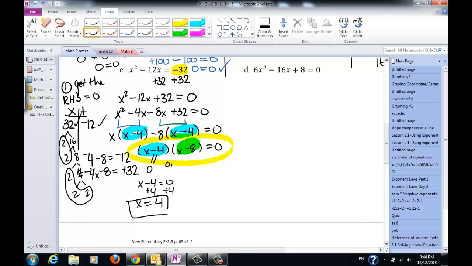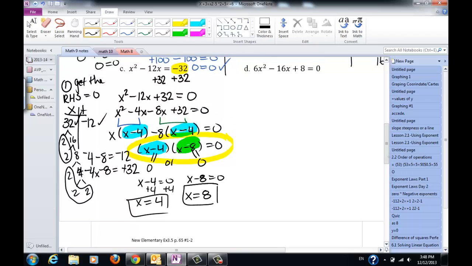Alright, or this piece could equal 0. So I have x minus 8 is equal to 0, and I can do x is equal to 8. And this is my other answer. And again, if I check this, if I put it into my equation, I can check it again.